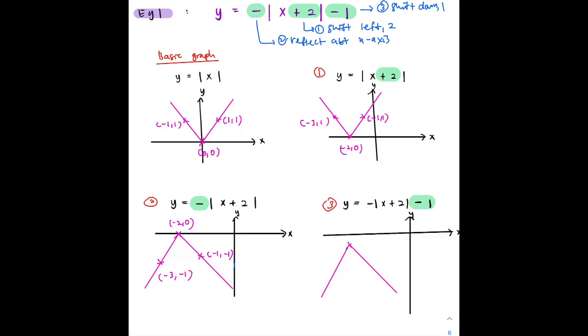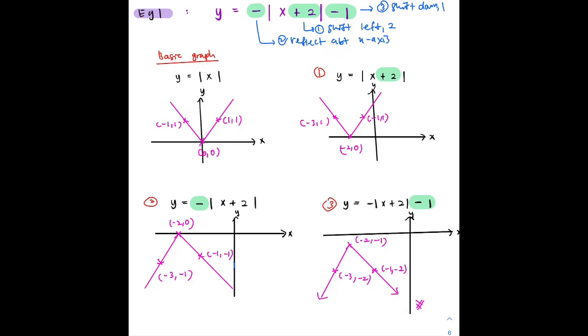So what will happen to this point here? (-2, 0), when you go down, this is (-2, -1). (-3, -1), when you go down by 1 unit, this is (-3, -2). And finally, (-1, -1), when you go down by 1 unit, this is (-1, -2). Therefore, this is your final graph.